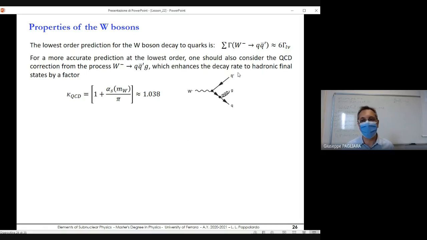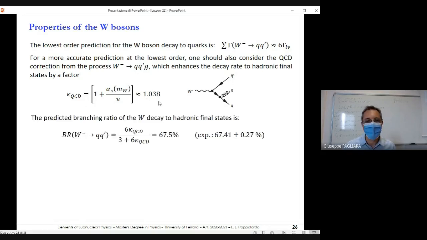Now, to make things more precise, you have to consider also in this case radiative effects. In particular, you have to account at least for a gluon radiation by one of your quarks. So in principle, you have to correct by this, and the correction is given here by alpha strong, calculated at the mass of the W. Let me remind you that alpha strong is a running constant, so its value depends on the energy scale. So alpha strong at the value of the W mass divided by pi. And so at the end you get a factor which is not 1, but is 1.0 something.